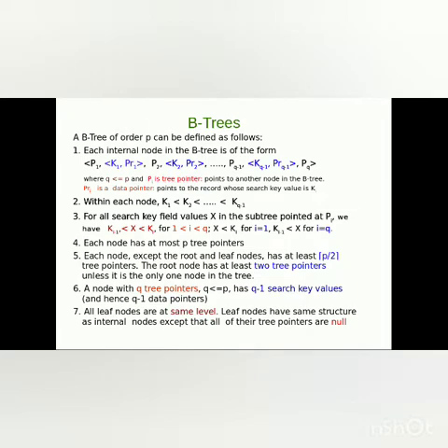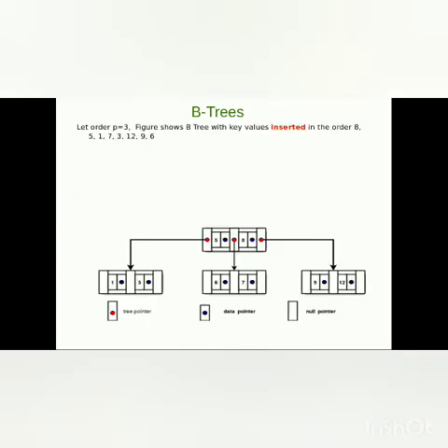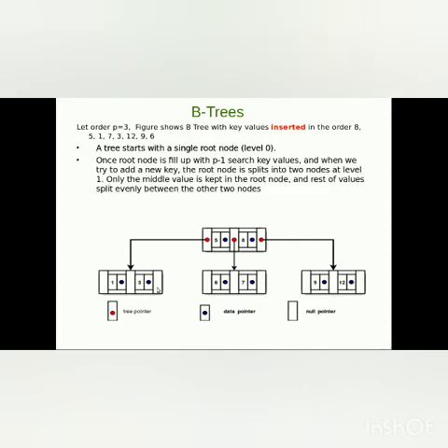This is an example of a B tree with the values 8, 5, 1, 7, 3, 12, 9, 6 inserted, and the structure that you get is like this. This is a root node. This is a leaf node. What is shown in red is a tree pointer. What is shown in blue is a data pointer. This is a null pointer. In these leaf nodes, these are null pointers, and these are tree pointers.